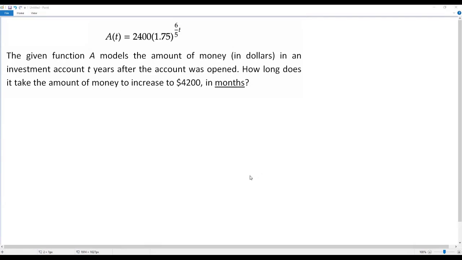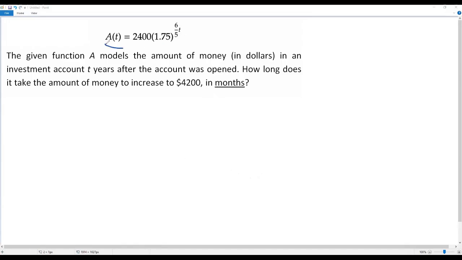Here we have a SAT math problem. Okay, let's go to the question. A of t equals 2400 times 1.75 raised to the power of 6 over 5 times t. The given function A models the amount of money in dollars in an investment account t years after the account was opened. How long does it take the amount of money to increase to $4,200 in months?